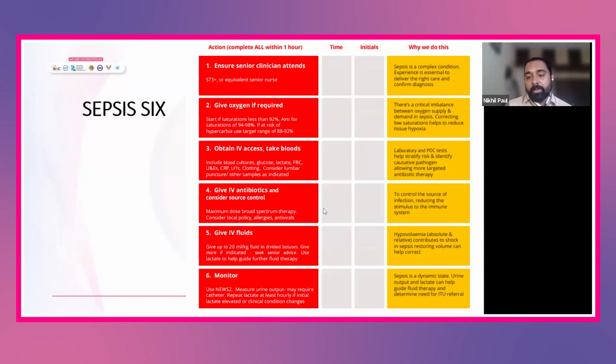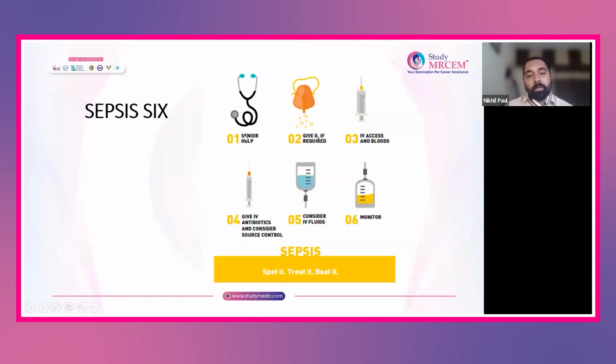Now, sepsis is a dynamic state. Urine output and lactate, as we discussed, will guide the therapy, and they also will guide the need for ICU admission. So in short, Sepsis-6: senior help, that is a senior clinician or senior expertise is required; oxygen if required; IV access and blood cultures; IV antibiotics; IV fluids to be considered; and finally monitoring is required. So that's the Sepsis-6 bundle. We spot the sepsis, treat it, and beat it.